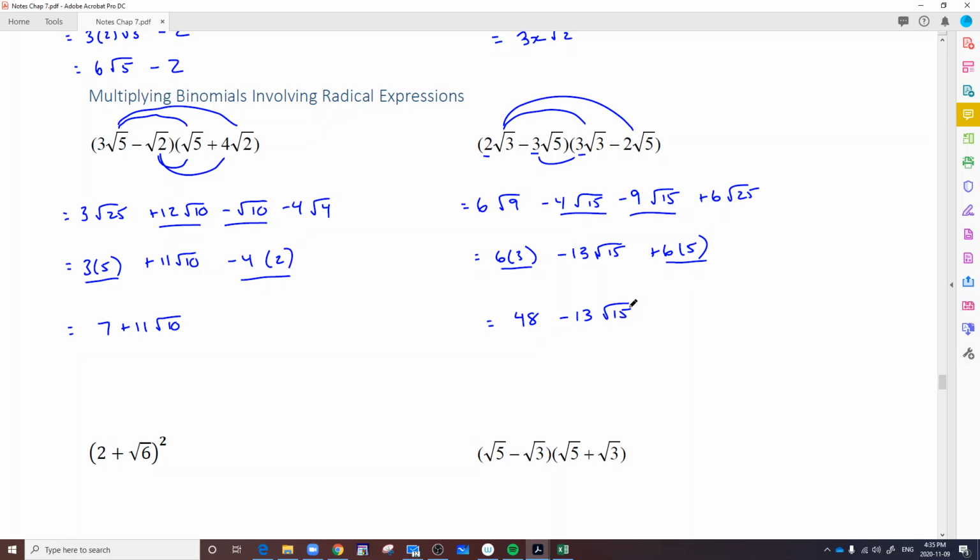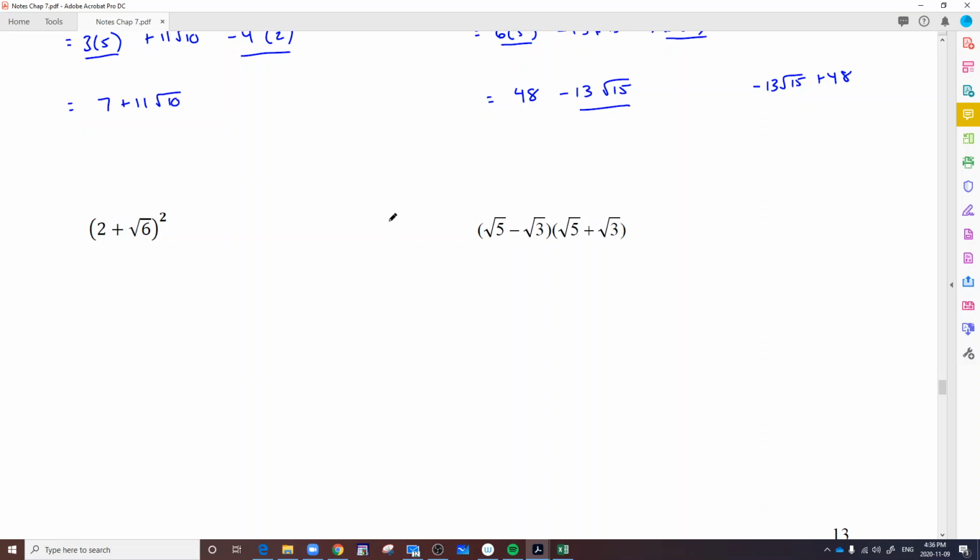Now, when you're doing this work, if you wrote this in a different order, if you had negative 13 root 15s plus 48, commutative property of addition, it's not wrong, but standard notation for anything with a radical is that the radical part of the expression comes second. So that's why you'll see me constantly writing them in this order.